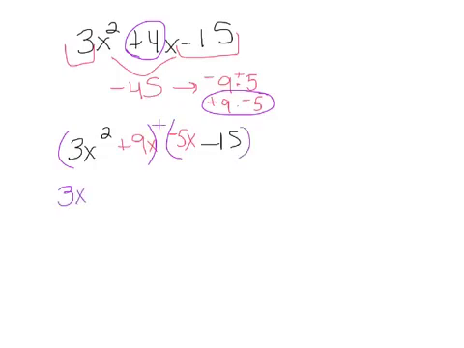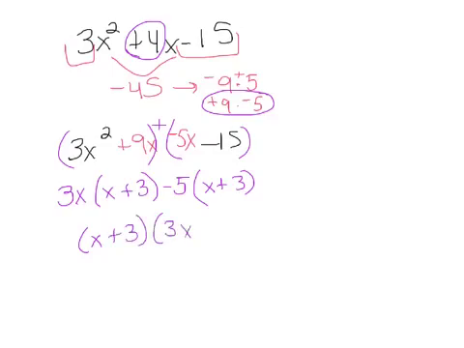So I would pull a 3x out of the first, leaving me with x plus 3. And out of the second, I would want to pull a negative 5. Reason being, I look at the x plus 3, know that it's positive. By pulling out a negative 5, I would end up with x plus 3. So then this would factor as x plus 3 times 3x minus 5. And I would get to my answer.